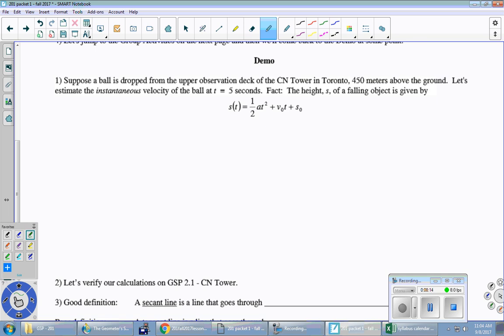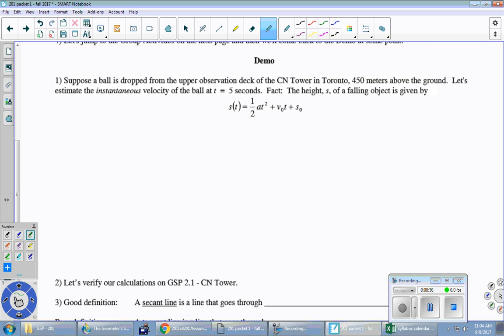So here is a formula, and if you're taking physics, perhaps you have seen this formula. It tells you the height of a falling object or an accelerating object as a function of time. So s is the letter we use for the height. It is 1/2 at squared plus v0 times t plus s0, and we just have to know what these different letters stand for. What is a?